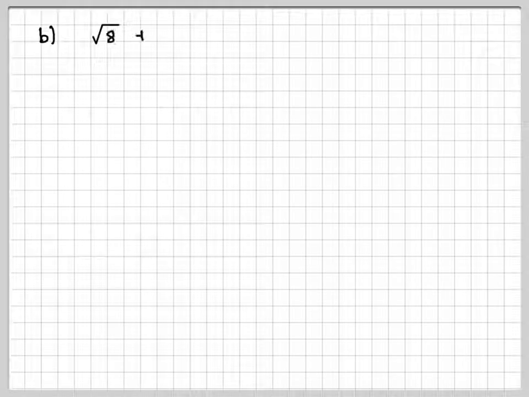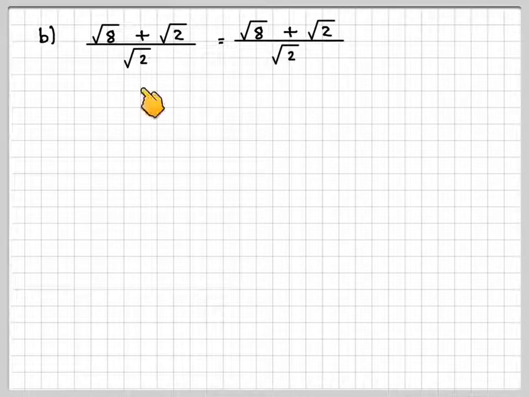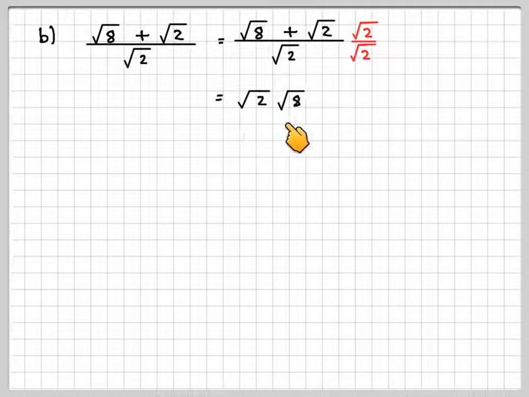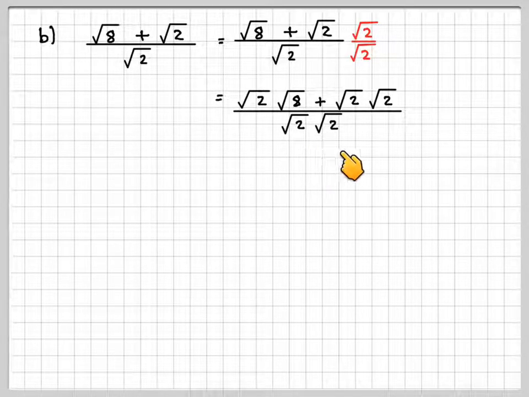The next one, we've got root 8 plus root 2 over root 2. Just writing that out. So if we multiply the bottom by root 2, then we have to do the same to the numerator. So we're going to have root 2 times root 8, plus root 2 times root 2, divided by root 2 times root 2.